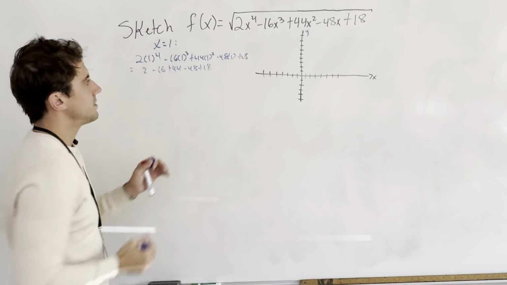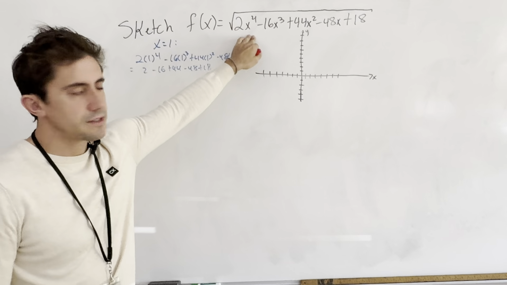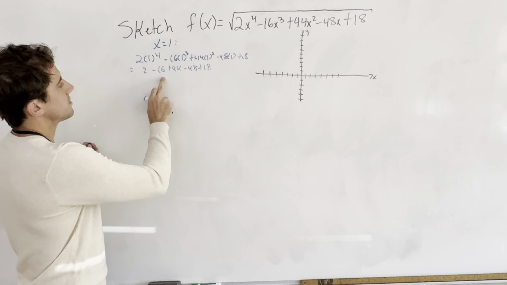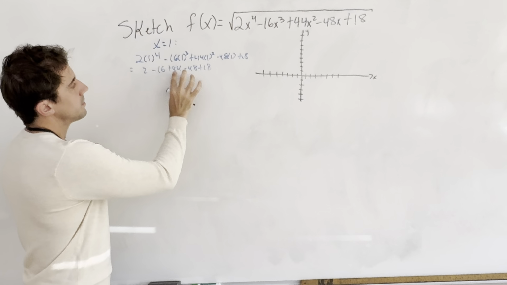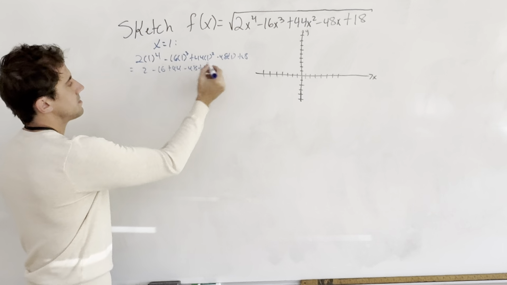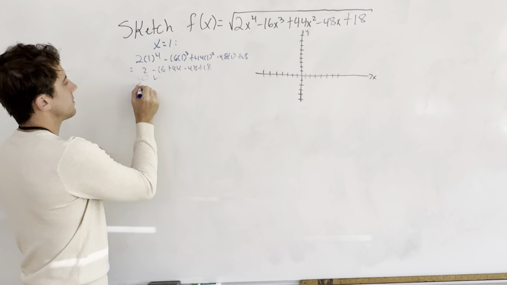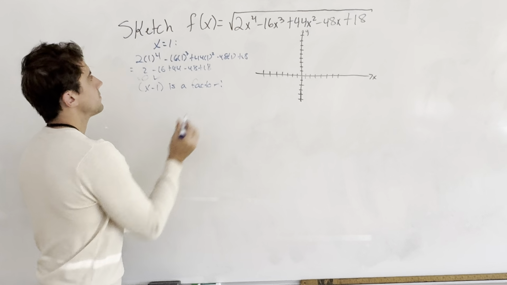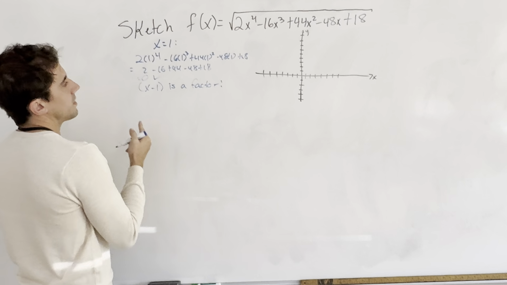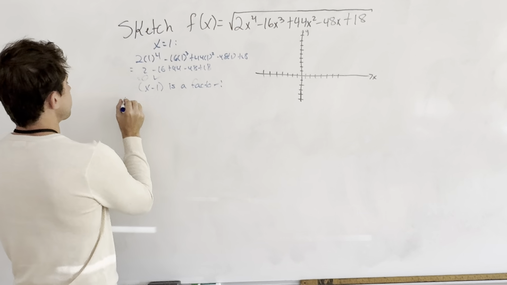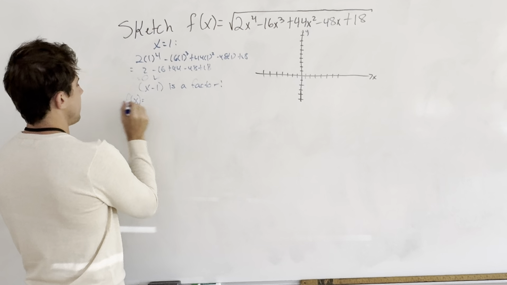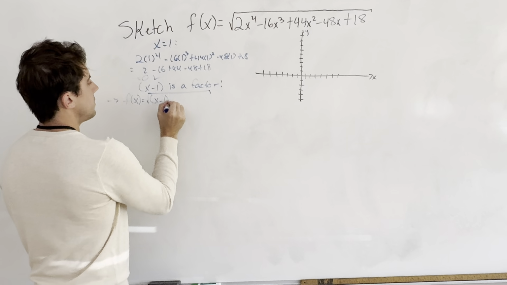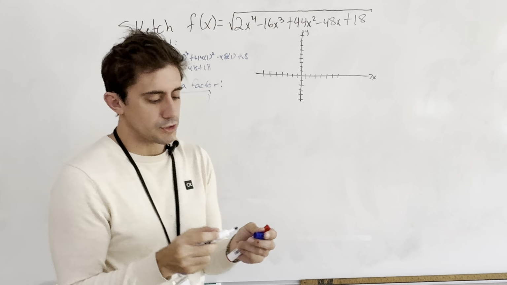We know that when we plug in a 1 for the x value, we can just look at the coefficients, right? Because 1 to the power of anything is 1. And so 2 minus 16, that's negative 14, plus 44 is 30. 30 minus 48 is negative 18, plus 18 is, in fact, 0. And so we get a factor of x minus 1 to start things off. And so that means that we can now write f of x as the square root of x minus 1 times some cubic quotient, right?